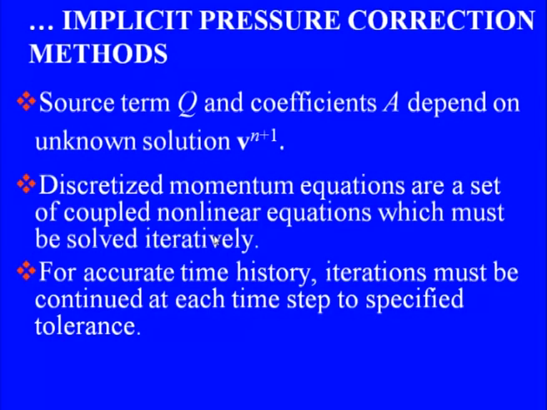And in case you are looking for an accurate time history, what we will have to do is continue the iteration at each time step for this nonlinear system to a specified tolerance. Now, in this context, what do we do? At each time step we have to solve our nonlinear system, and usually we are dealing with a very large system of linear equations, or what we call linearized equations.